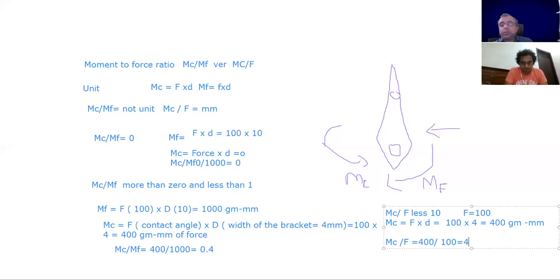So if it becomes 4, it means there is controlled tipping. For bodily movement, it should have been 1000 divided by 100, and the answer would be 10. If the answer is 10, it would be bodily movement, but the answer is 4. So there is controlled tipping here. I will erase it and we will move to the next scenario.